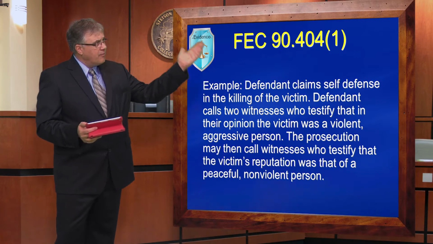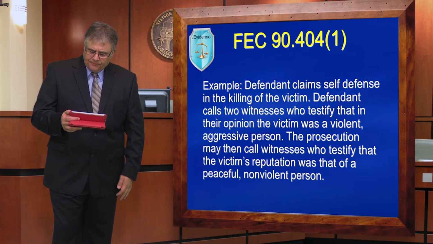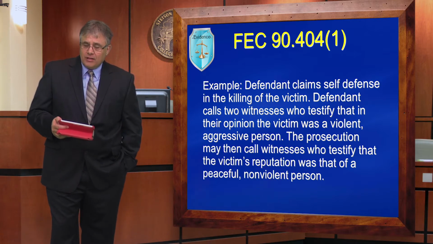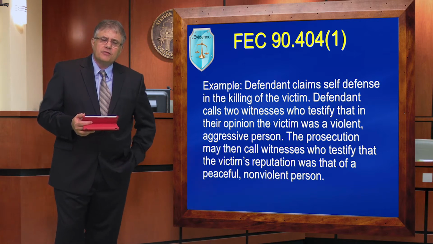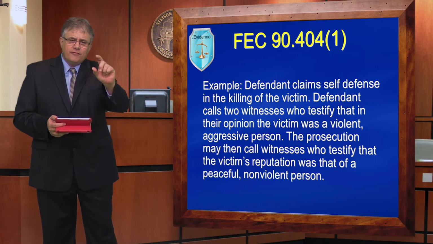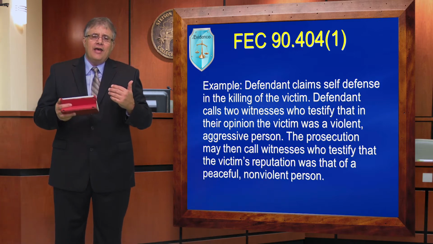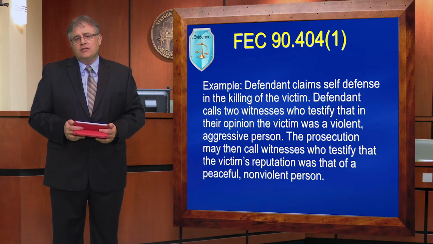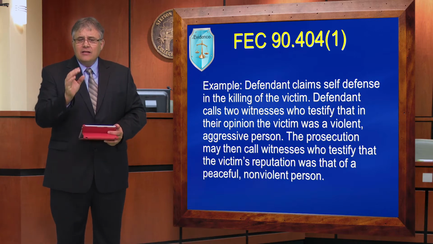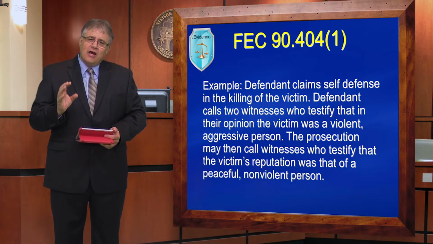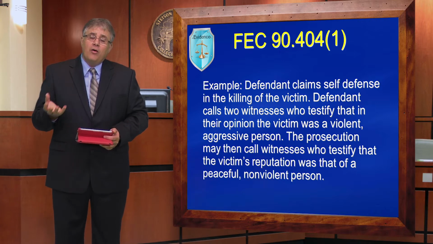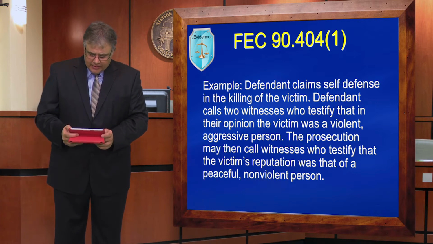And then we've got an example of it right here on the slide. I'll let you take a look at it. Basically, I've got a defendant claiming self-defense in the killing of the victim. Well, when a defendant claims self-defense, that's a tripwire to tell us that they must be saying that the victim is the aggressor, and that means that character evidence of the victim for peacefulness is now admissible to rebut that position.